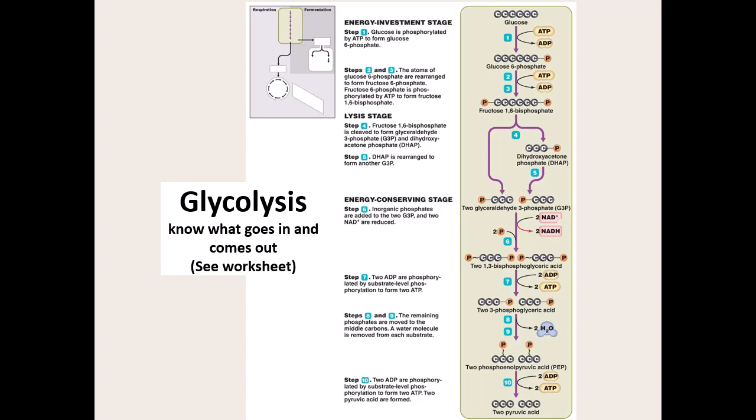For the energy produced box, we made 4 ATP, but we also put 2 ATP in. So how many have we actually gained from glycolysis? 2. So we've got a net of 2 ATP, which is really not a lot. I mean, we get some ATP from glycolysis. It's just not a lot.